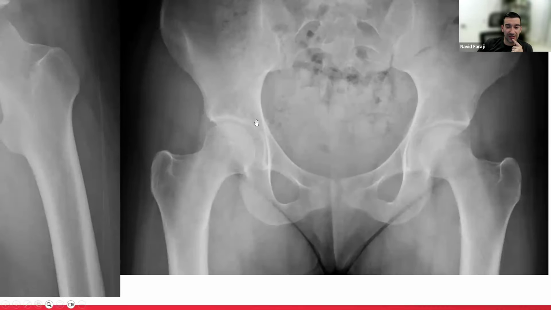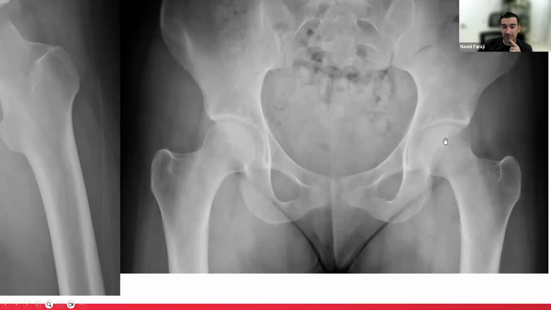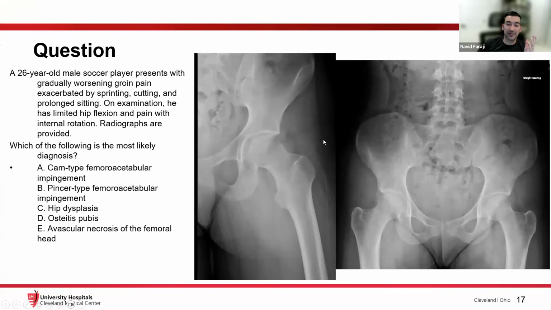Now, what we also see on these AP radiographs is our crossover sign. Here's the posterior wall of the acetabulum, which is crossing over the anterior wall. I'm talking too fast. This is the anterior wall crossing over the posterior wall. So this is our acetabular retroversion or crossover sign. At any point when the anterior wall of the acetabulum comes out further than the posterior wall, that is called acetabular retroversion, and it's a sign of a pincer type morphology.